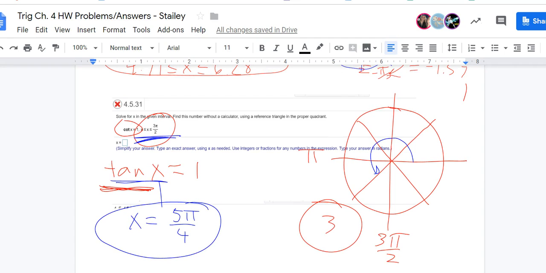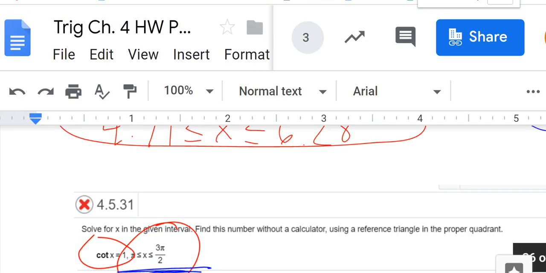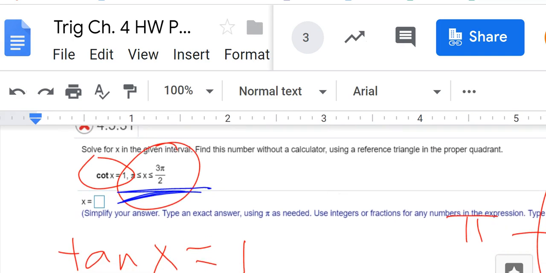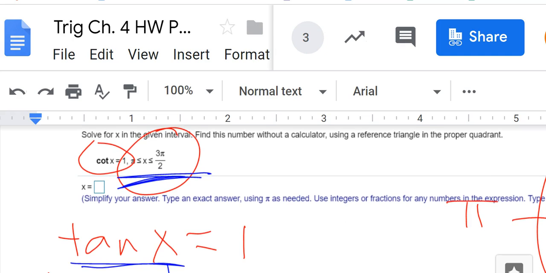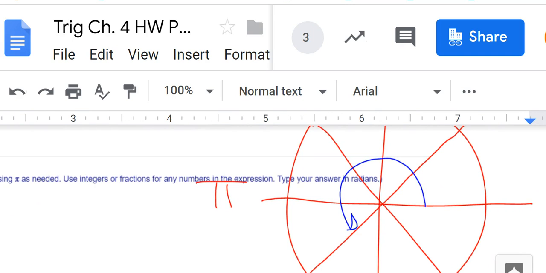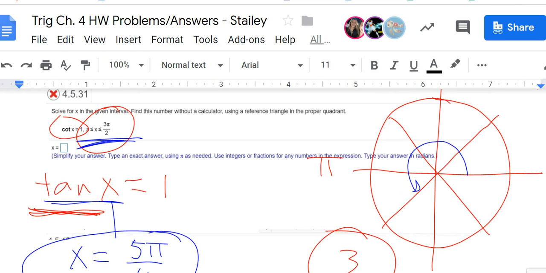This one was a little different. It was cotangent. Here, let me see if I can zoom in a little bit more on that one. See if we can read it. The cotangent of x equals 1. And we talked about in class last period how that would mean that the tangent of x would also be 1, because 1 is its own reciprocal. But they specifically said in this question that my answer had to be between pi and 3 pi over 2. That means on my circle, it has to be down in quadrant 3.